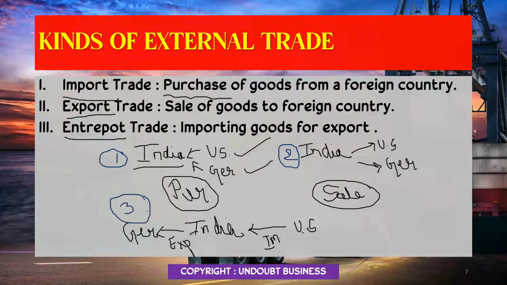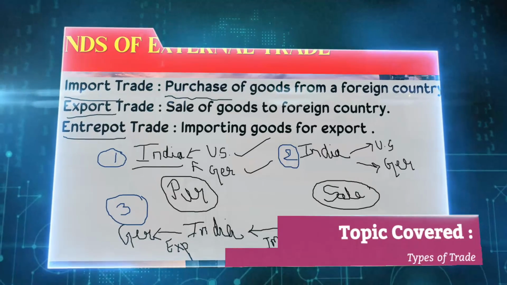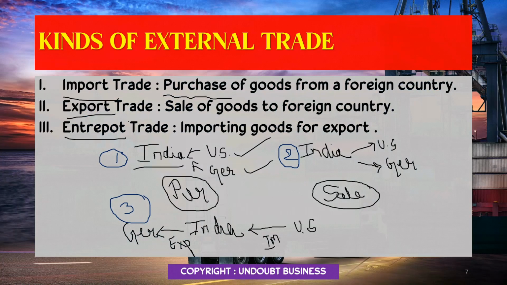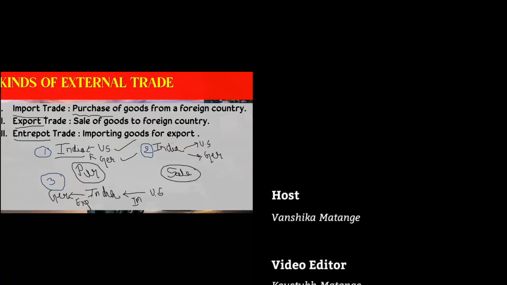I hope it is clear to you. These are the kinds of external trade and it is outside the boundaries of the country. I hope it is clear to you, the three types of trade that we have discussed. We have discussed internal trade, wholesale trade, retail trade, and the various kinds of external trade. I hope all these things are clear to you.